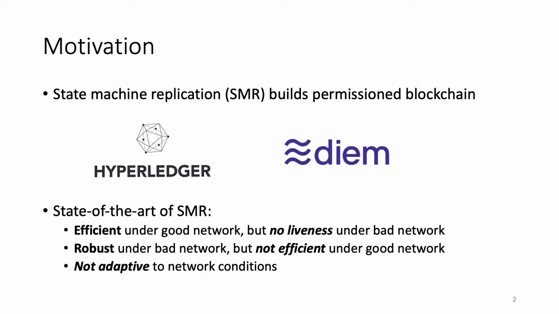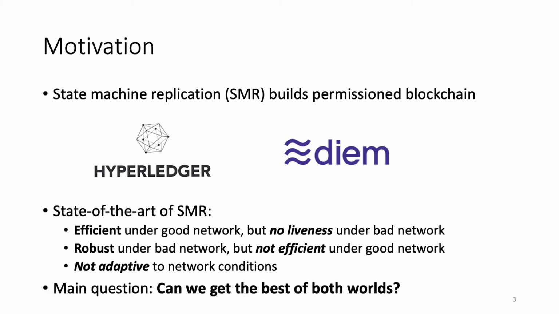As we know, state machine replication is a crucial part of permissioned blockchains. If we look at the state-of-the-art SMR protocols, some of them are efficient under good network conditions, but if the network is bad, they lose liveness. On the other hand, some of them are robust even under bad networks, but they are not that efficient when the network is good. Also, these SMR solutions are not adaptive to the actual network conditions.